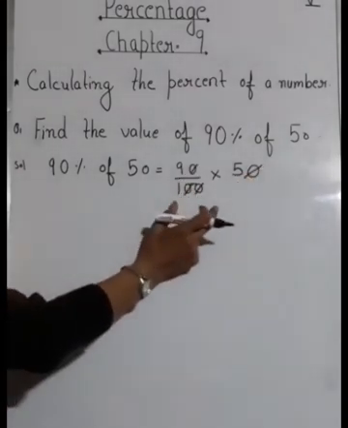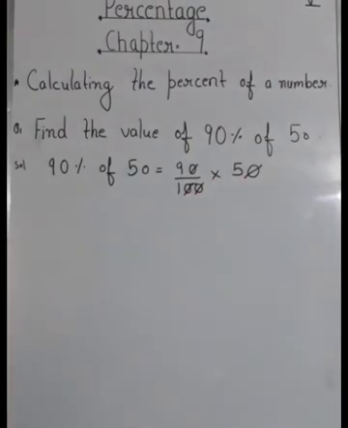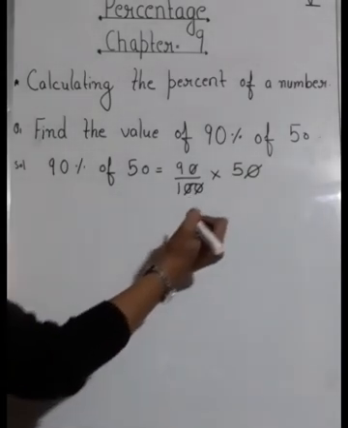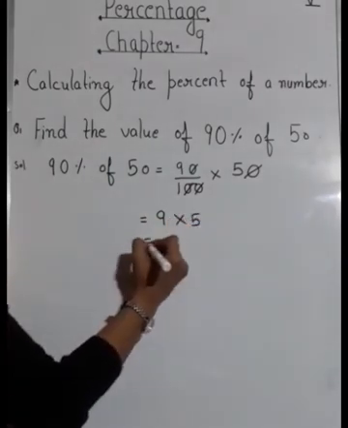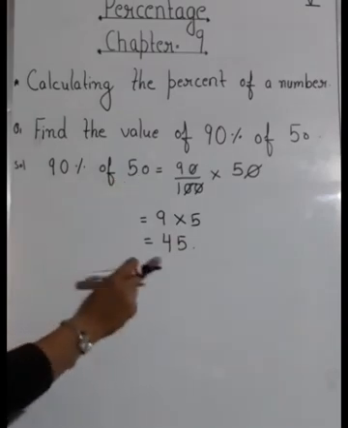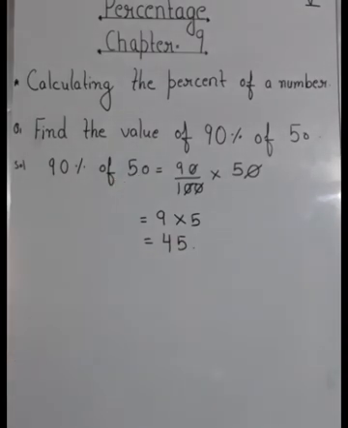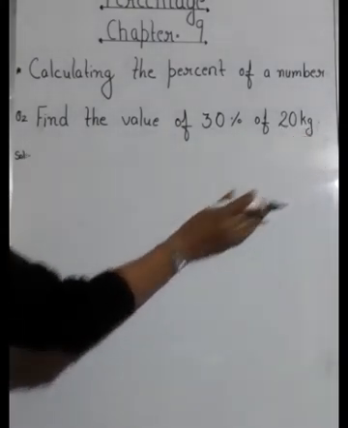You can cut zeros only like this, and only if the 0 is towards the extreme right. Only then you can cut the zeros, not in the middle. Now it is coming 9 into 5. 9 5s are 45. So 90% of 50 is 45. Clear? Now your question number 2 is find the value of 30% of 20 kg.